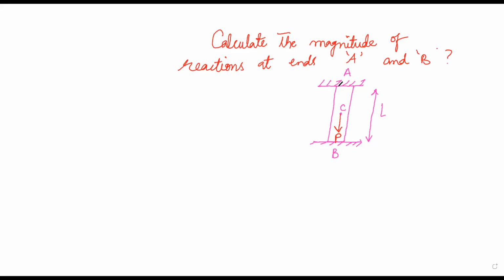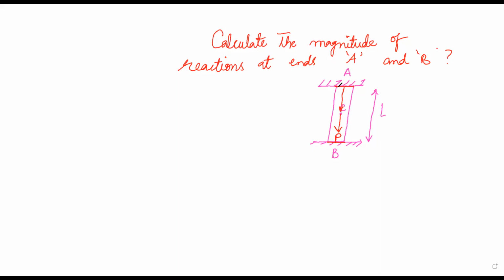That is, we have to say how much is the reaction at end A, and how much is the reaction at end B. The question is, first of all, why will there be a reaction? The reaction will be because our rod of length L is fixed at the two ends, end A and end B, and the load is being applied at point C. This point C will try to move the material of the rod at end A in the downward direction.